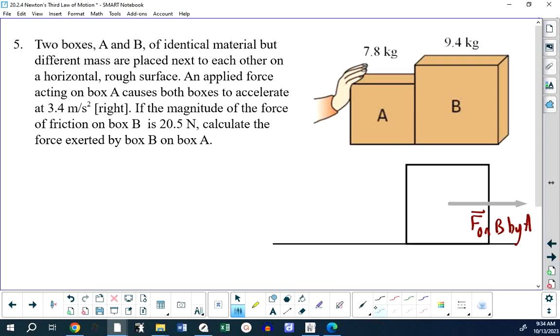it was box C, though, because there were 3 boxes. And I said to you guys, who can tell me why that force is the net force? And I think it was Ryan who said, because it's the only force. Is this force acting on B by A the net force in this question? No, because there's a force of friction.